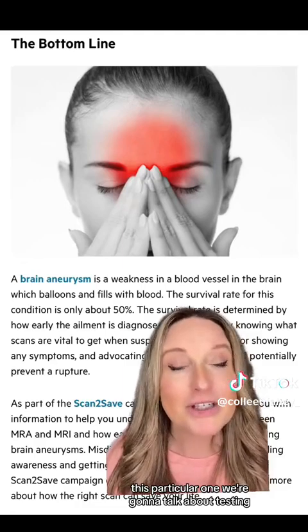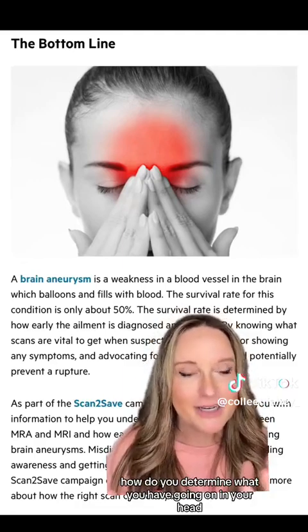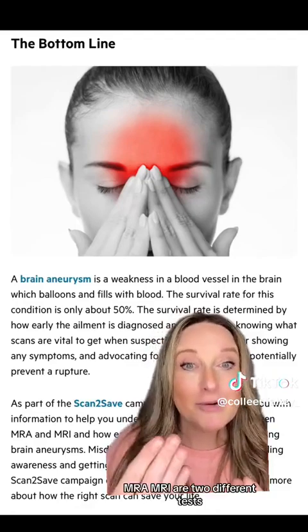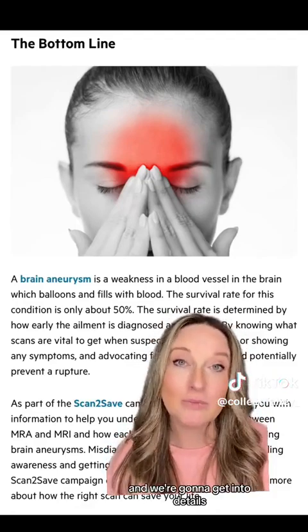This particular one, we're going to talk about testing. How do you determine what you have going on in your head? MRA and MRI are two different tests, and we're going to get into details.